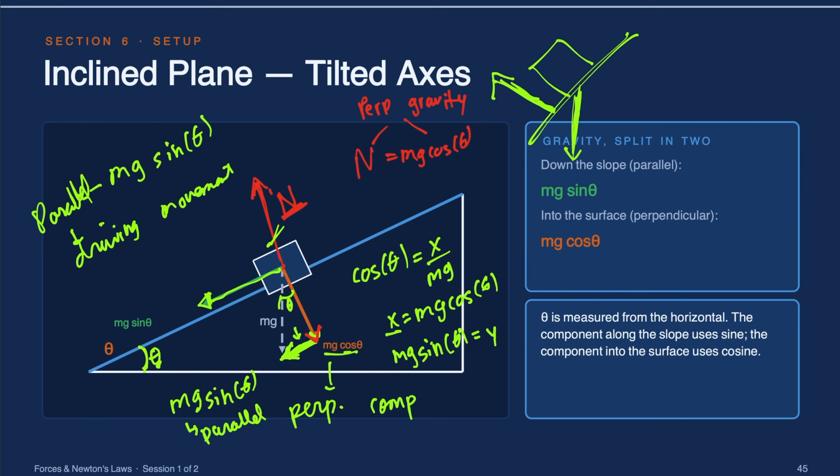So once again, to reiterate, into the surface, perpendicular, is mg cosine theta. Down the slope, or parallel, is mg sine theta. And perpendicular is also the normal force. Okay? Alright. And also this angle over here, through triangle similarity, is the same as this angle over here. That's why we can use this angle to tell us our components of gravity.